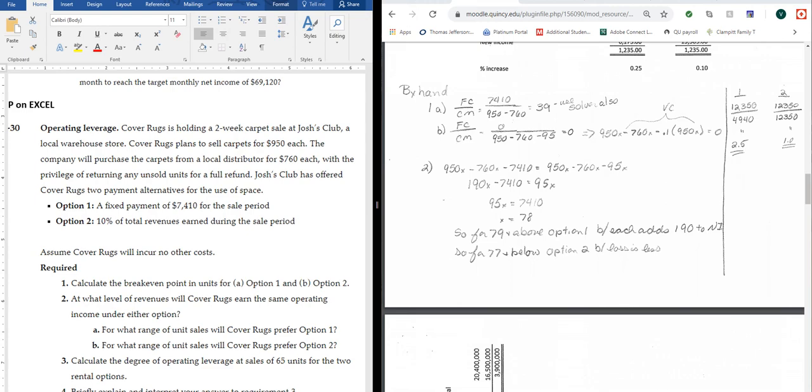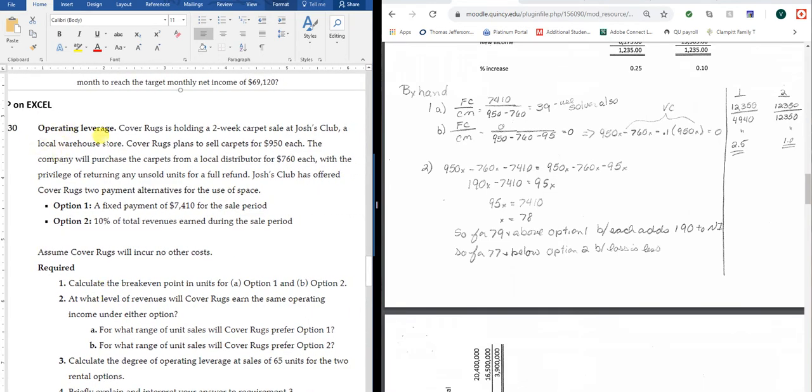Going to talk about cost, chapter 3, number 30, right there. And the question is operating leverage. So you remember operating leverage answers the question: if sales increase by X%, then operating income will increase by X% times the operating leverage. So if my operating leverage is 5 and my sales increase by 10%, then my operating income will increase by 5 times 10%. All right, so first we have break even.